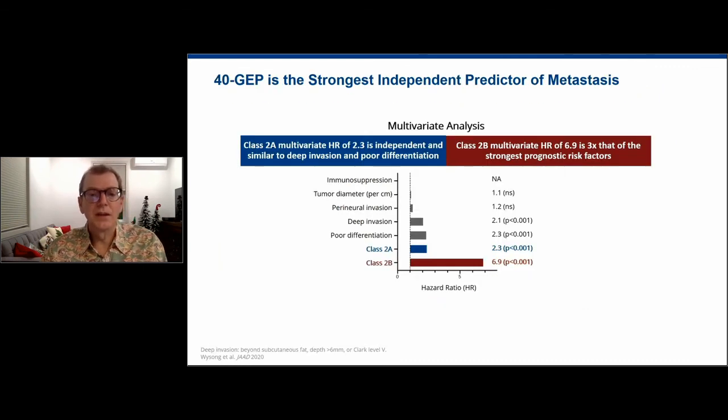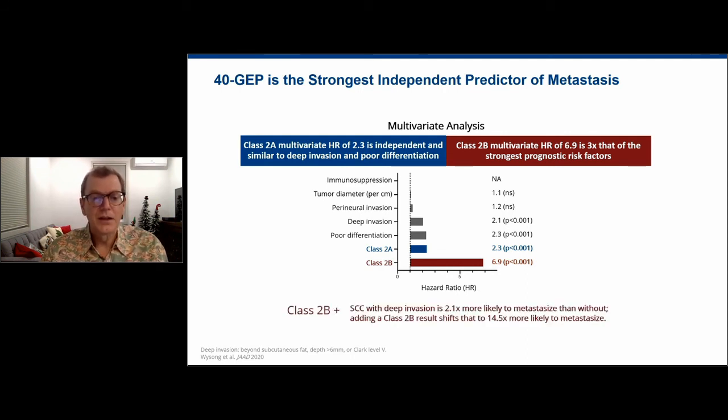So how does this compare to other traditional predictors? If you look in a multivariate analysis at things like perineural invasion, you start to see the risk tick up a little bit. Deep invasion starts to get to where you are significant, with a p-value less than 0.001. Poor differentiation is also shown on here. Class 2A shows up to be a very similar independent risk factor in terms of hazard ratio to what deep invasion or poor differentiation shows you. But Class 2B is the one with the absolute highest hazard ratio and certainly holds its own statistically.